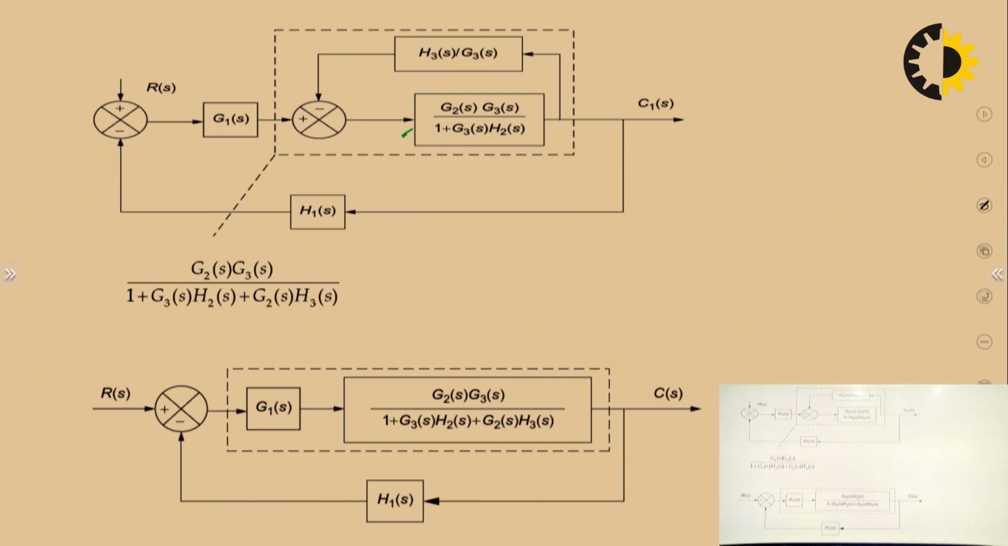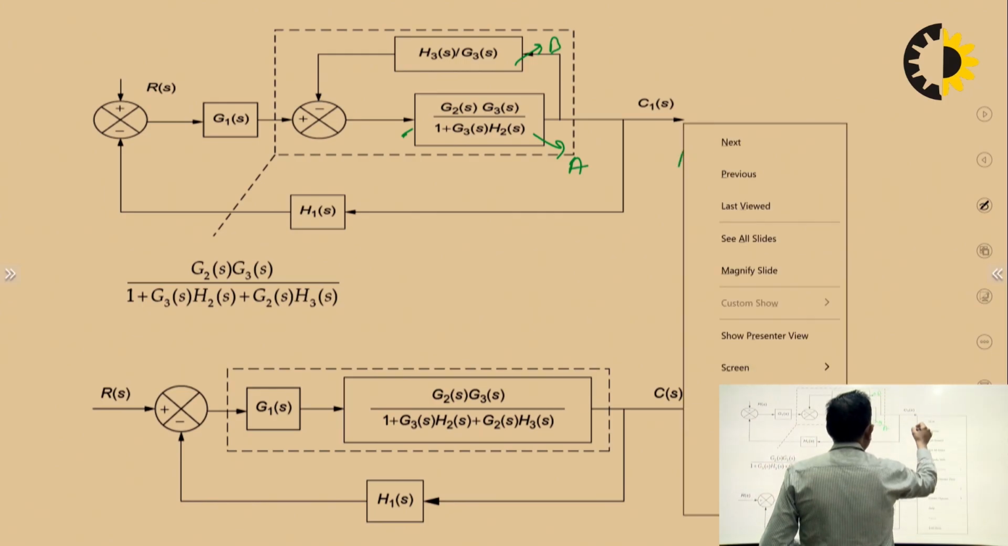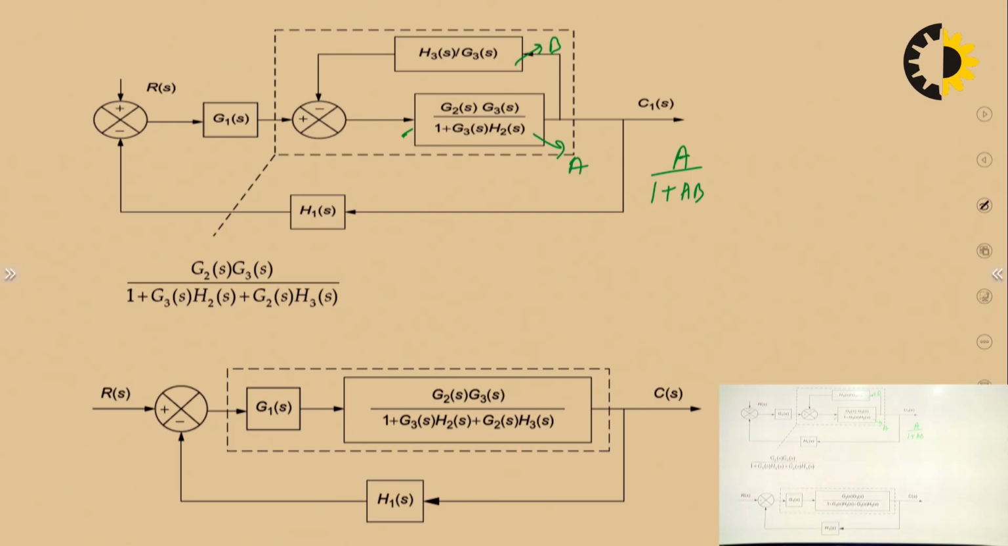Now you can see at this particular summing point, when we eliminate it, this is the forward path and this is the feedback path. Let us suppose this is A and this is B and the feedback is negative, so the overall transfer function will become A upon 1 plus AB. When you do that, it will become this value. Now this overall block will be replaced by this value.